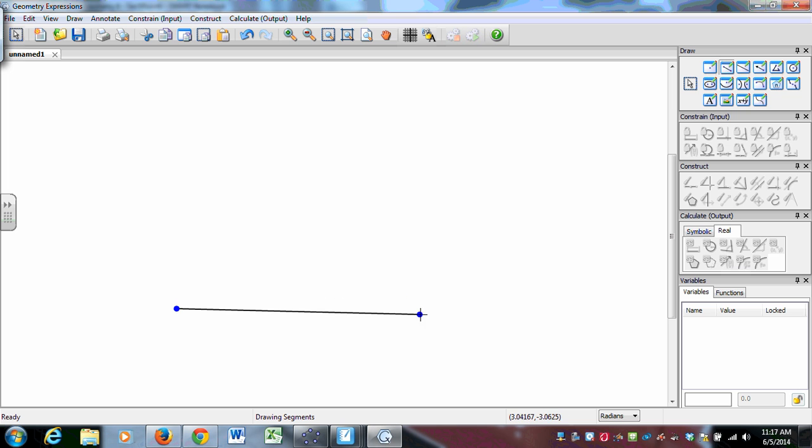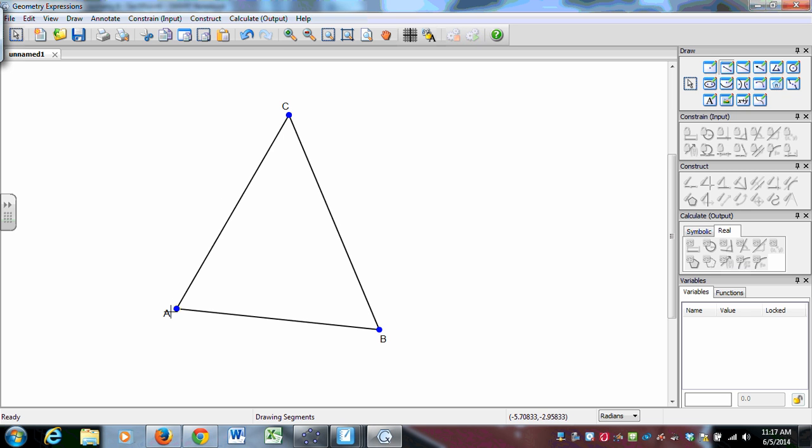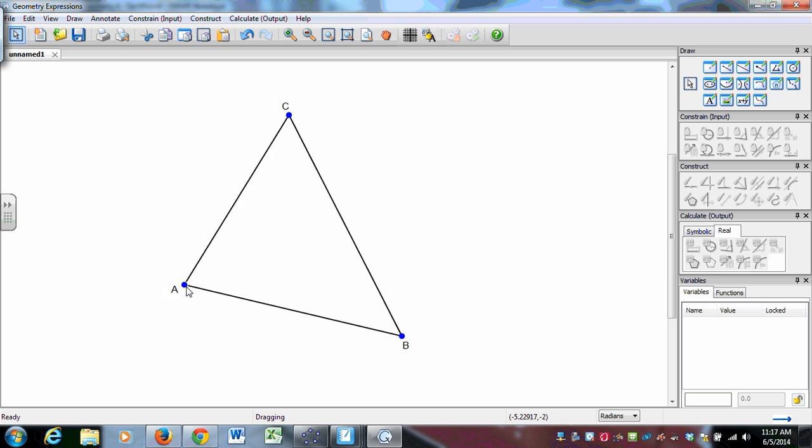Let's draw a triangle. So here's some line segment. We'll call that AB. And we'll draw a segment up to C. And then we'll draw a segment back to A. So this is just a generic triangle. And because this is dynamic geometry software, we can move that triangle around and all the side lengths change. So it's just some generic triangle.